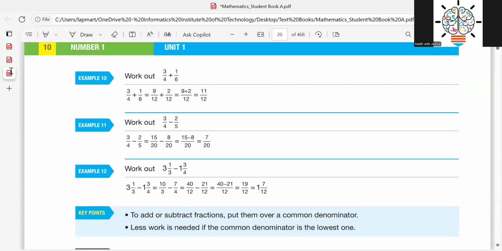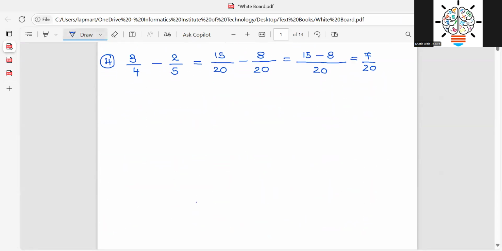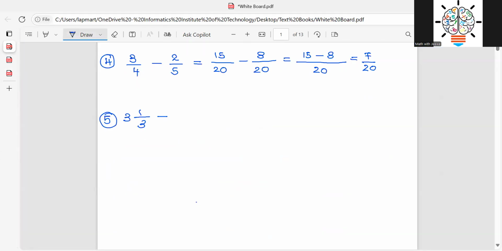Now let's see what else we want to cover. Something like this, we have the fifth example: 3 1/3 subtract 1 3/4. If you can remember, in grade 8 also, to solve this kind of question, the textbook used a different method. But my suggestion and recommendation, if you come across a mixed number, children, is to always convert them into improper fractions.